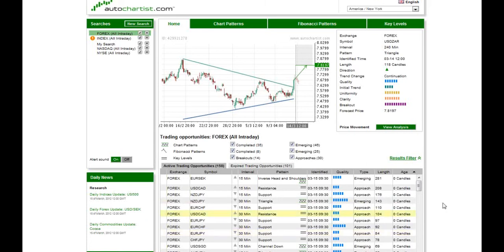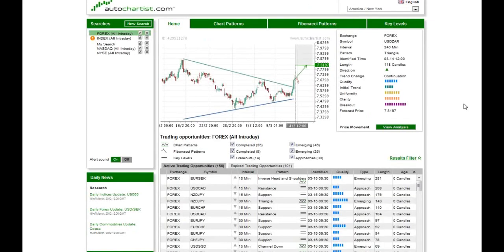In the next few weeks, we're going to be showing the performance stats for all the types of analysis that Autochartist performs. That means chart patterns and key levels, and that'll happen in the next few weeks. But for now, you can click on this performance stats button, and that'll take you to some performance statistics analysis. Now, I'm not going to go into that now. I'll quickly switch back my screen. But what I can tell you is that Autochartist does quite well.